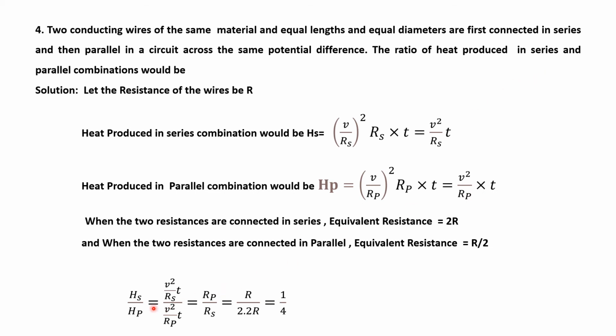So we need to find the ratio. So Hs divided by Hp is equal to, we are substituting these two values, and Tt gets cancelled. Voltage V squared gets cancelled because they both are operated across the same potential difference. So reducing this, we get Rp divided by Rs, and Rp we know is R by 2, and Rs is 2R. So R gets cancelled. The ratio will be 1 by 4. So the ratio of heat produced in series and parallel combination is 1 by 4.